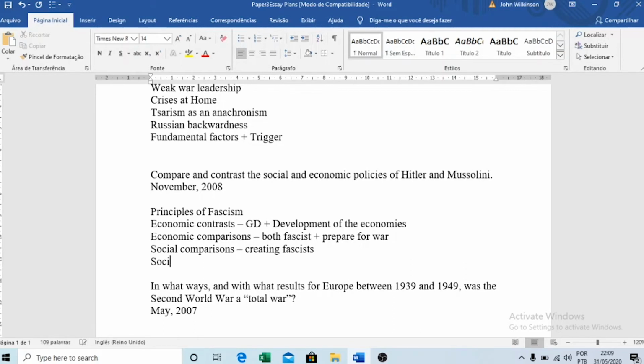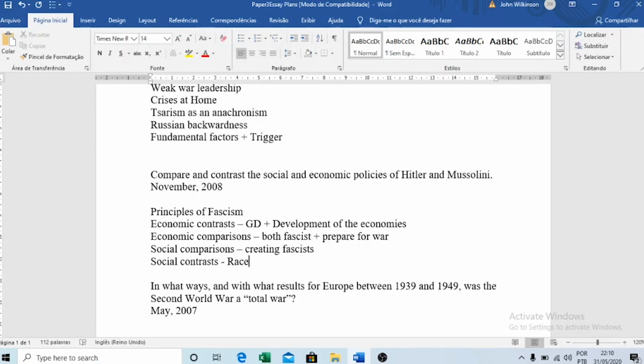Whereas for the contrasts, okay, going to be just one thing here, and that's race. I can write a paragraph there contrasting the priority given to race in Nazi Germany and the half-hearted, I don't know if that's the right phrase, but the lesser priority given to race in Italy.